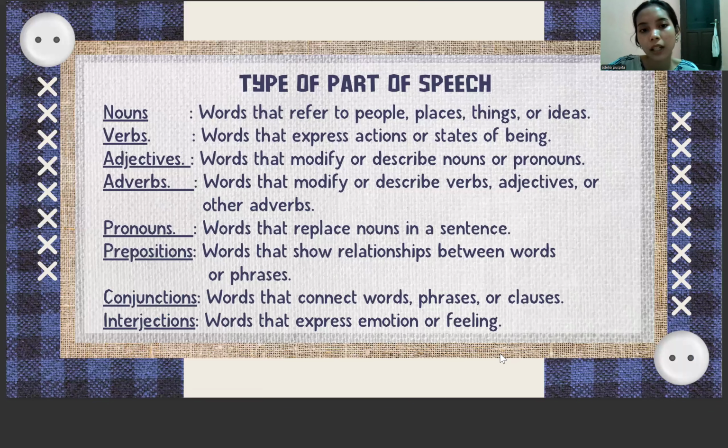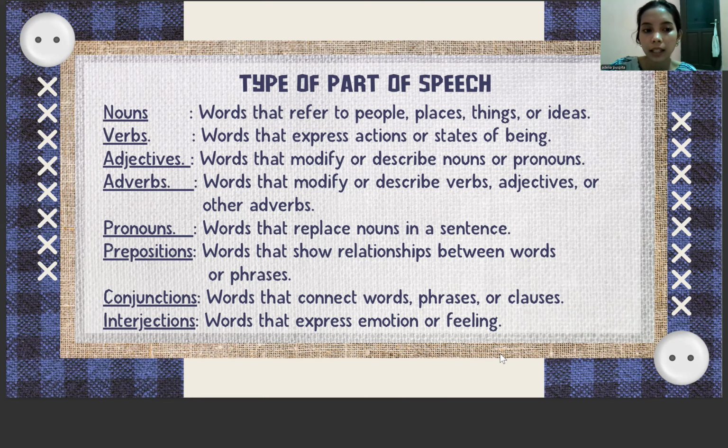Next we're going to talk about types of parts of speech. The first is the noun. A noun is a word that refers to a person, place, thing, or idea. The next is the verb. A verb is a word that expresses action or state of being. The next is the adjective. An adjective is a word that modifies or describes a noun or pronoun. The next is the adverb. An adverb is a word that modifies or describes a verb, adjective, or other adverb.